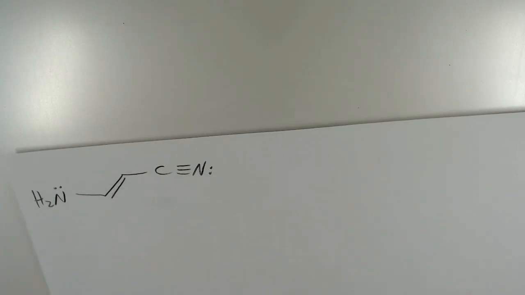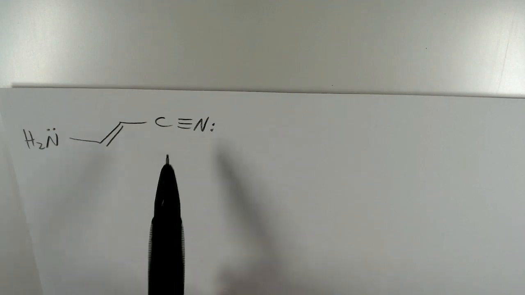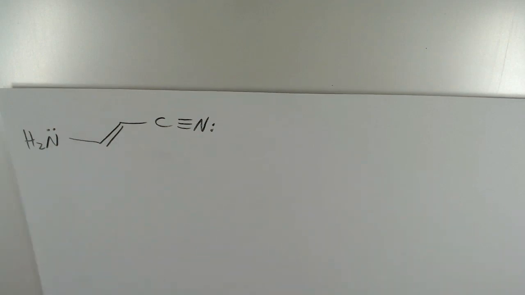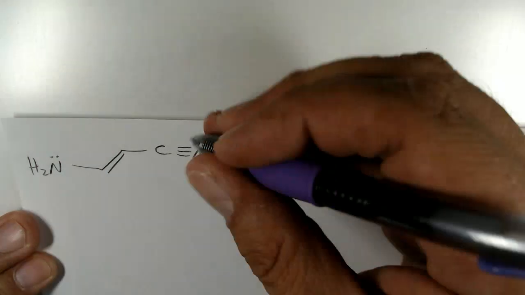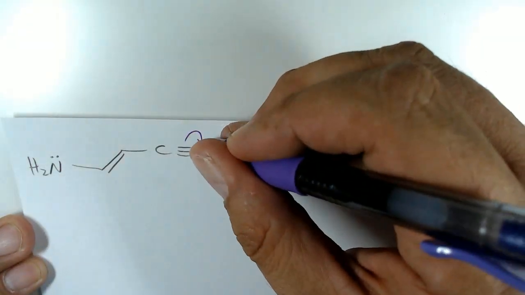If I move over this way, we're going to violate the octet rule of nitrogen. We can't really go this way right away. I think the best place to start would be to move this right here, similar to the C double bond O that we saw earlier. Carbon with multiple bonds to a heteroatom is usually a good starting point. So I'll move that way.